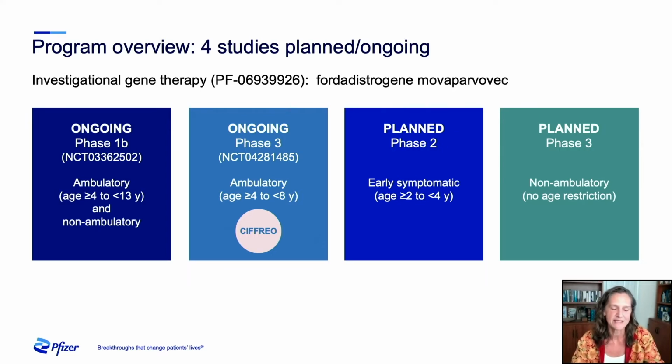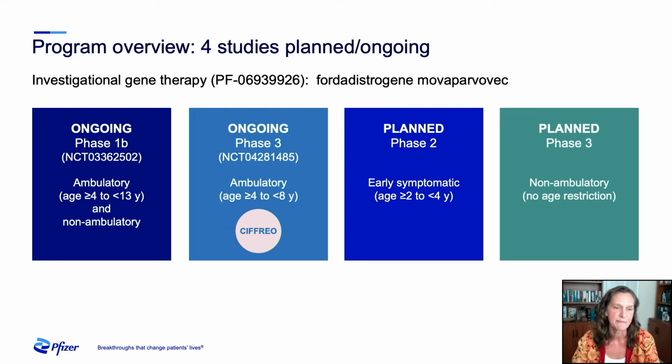We do have 4 separate studies that will evaluate this therapy in Duchenne. We have our ongoing phase 1b study that now includes both ambulatory and non-ambulatory participants. We have an ongoing phase 3 CIFFREO study for the evaluation of ambulatory boys between the ages of 4 and 8. And then we have 2 planned studies, a phase 2 study for early symptomatic kids between the ages of 2 and 4, and a planned phase 3 study for non-ambulatory participants for which there's no age restriction. During this presentation, I'm going to give you a brief update on each of these studies.